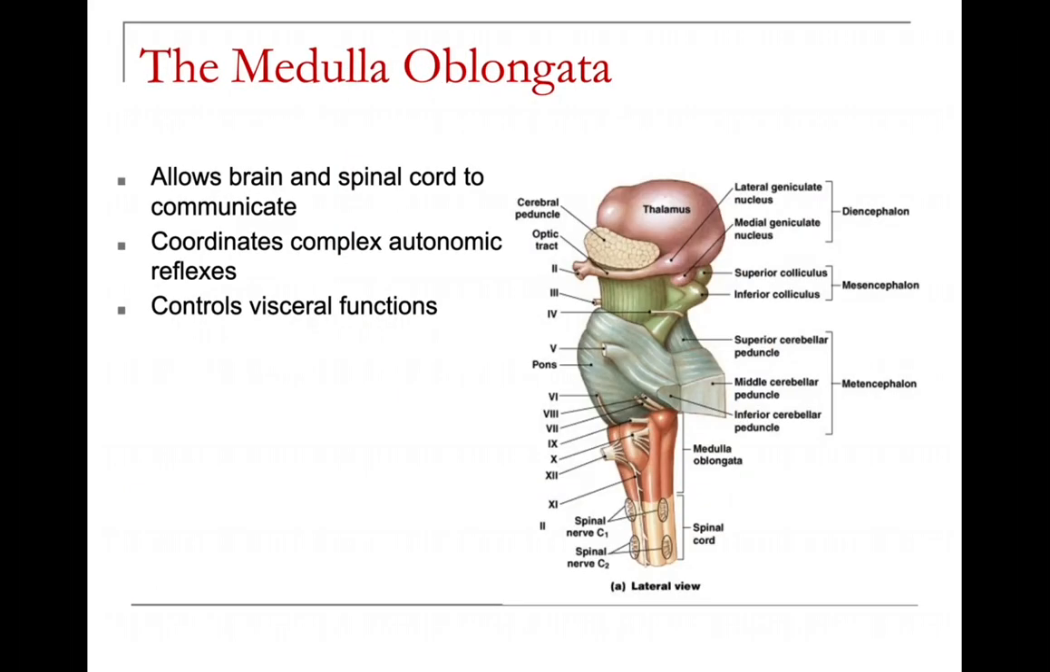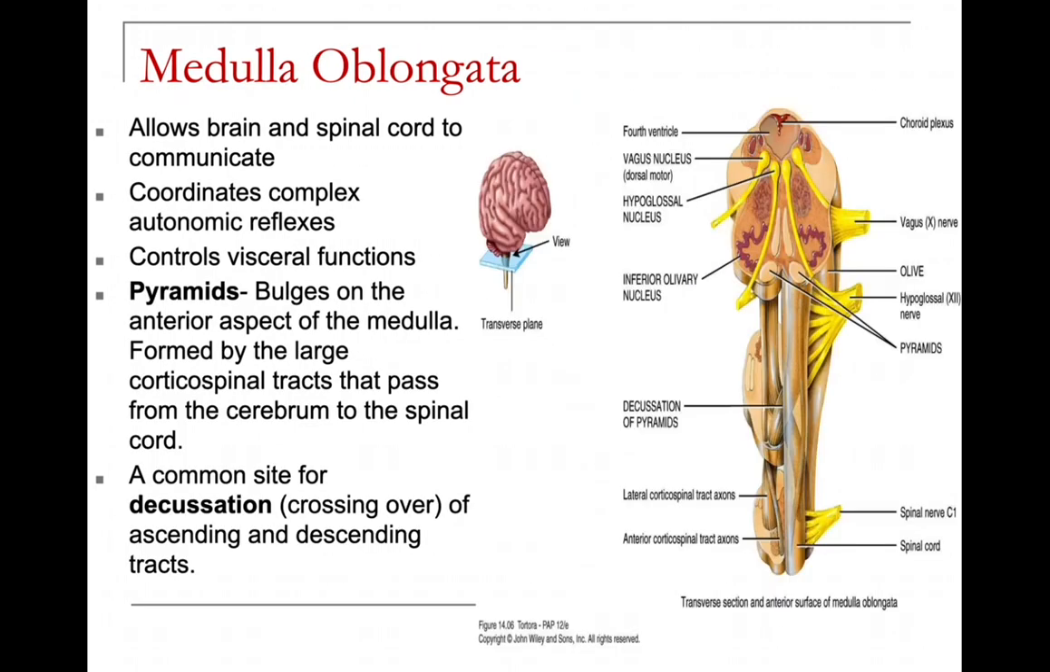So the medulla oblongata, this is going to allow the brain and spinal cord to communicate. It helps to coordinate complex autonomic reflexes and also will help in controlling visceral functions. So it's connected to the spinal cord, which will allow that communication. The pyramids are going to be bulges on the anterior aspect of the medulla. They're formed by the large corticospinal tracts that pass from the cerebrum to the spinal cord. So when you see the names of the tracts like this, they're usually named for where they start. So we're going to start in the cerebral cortex and go down through the spinal cord.